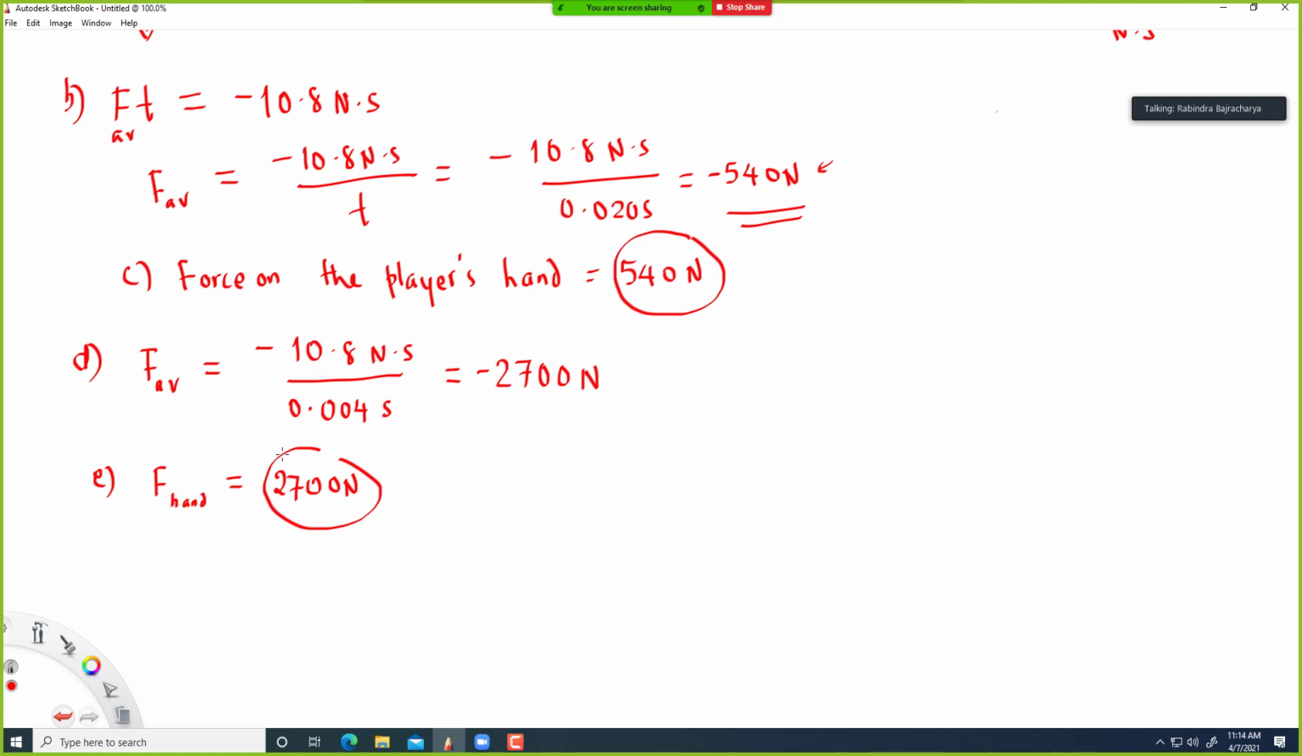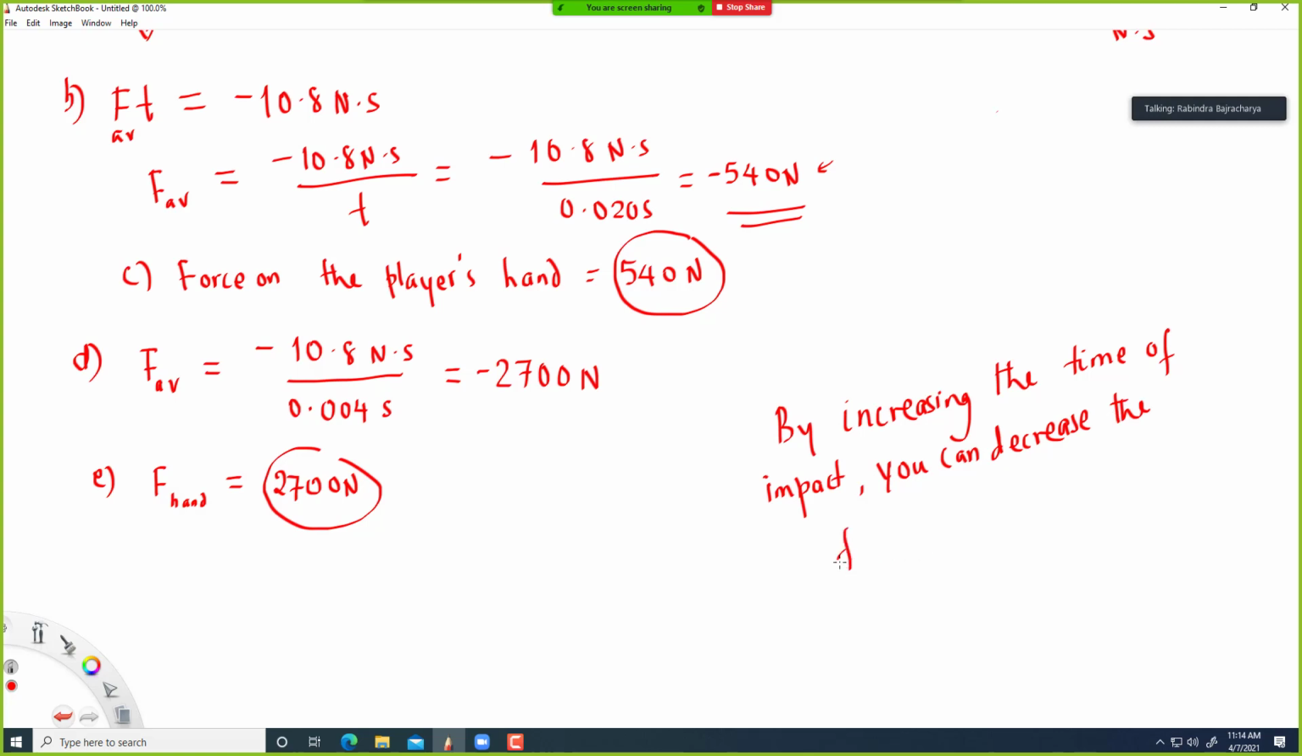So by increasing the time of contact, you can get less impact force. That's the concept here. By increasing the time of impact, you can decrease the force of impact.